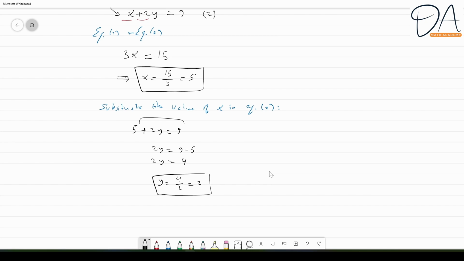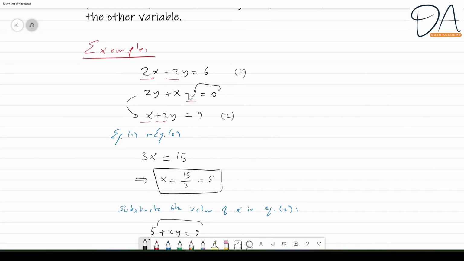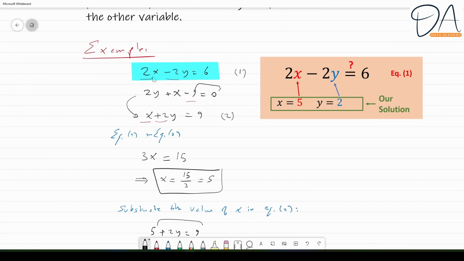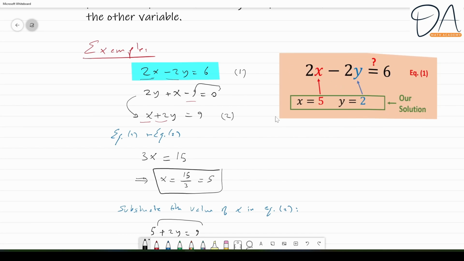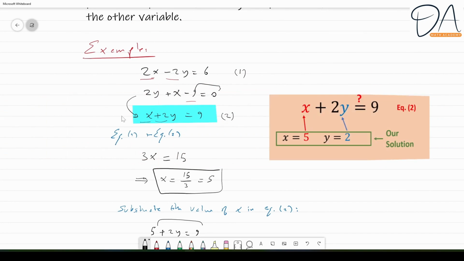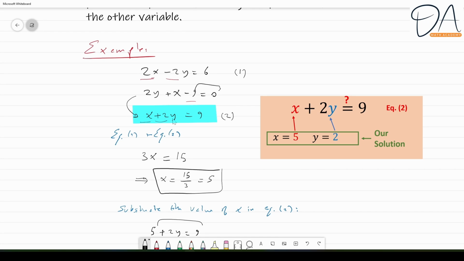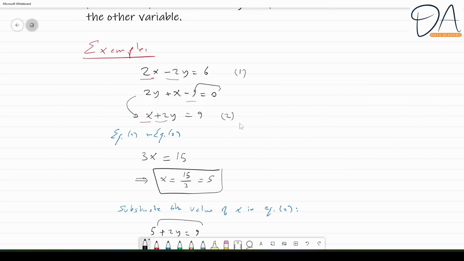And you can verify this easily if you go to the original equations. So this is the first equation: 2 times 5 is 10, and here minus 2 times 2 is minus 4. So you have 10 minus 4, which gives you 6. So the first equation is satisfied. If you look at the second equation, you have 5 plus 2 times 2, that is 4. So you have 5 plus 4, which gives you 9. The second equation is also satisfied. Okay, this is how we verify.